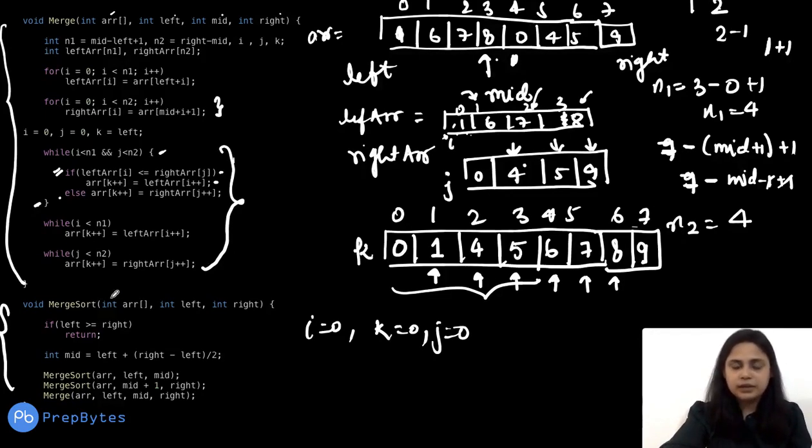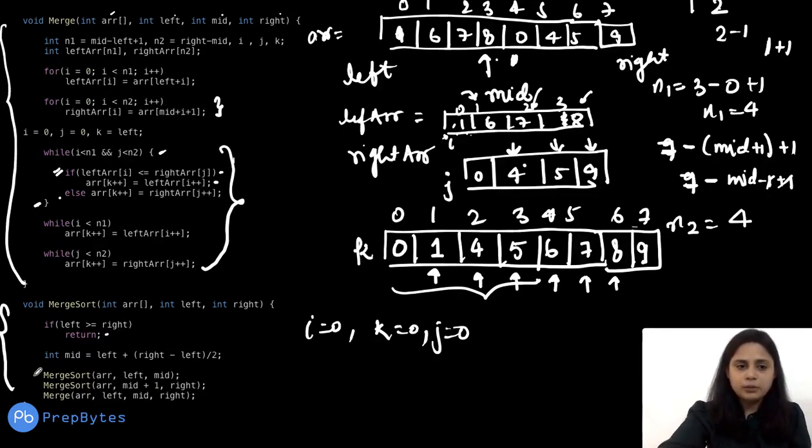Another case is that if at any point left becomes greater than right, which is not a right scenario, in that case also merge sort will not go ahead. So we check that if left is greater than or equal to right, which means we are either left with a single element or we have got into some invalid condition, in that case we simply return. If that is not the case, we'll calculate mid.